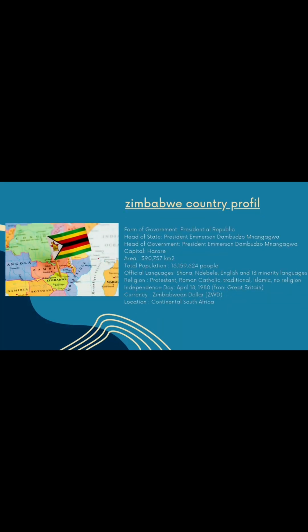Zimbabwe country profile. Form of government: Presidential Republic. Head of State: President Emmerson Dambudzo Mnangagwa. Head of Government: President Emmerson Dambudzo Mnangagwa. Capital: Harare. Area: 319,715 square kilometers.